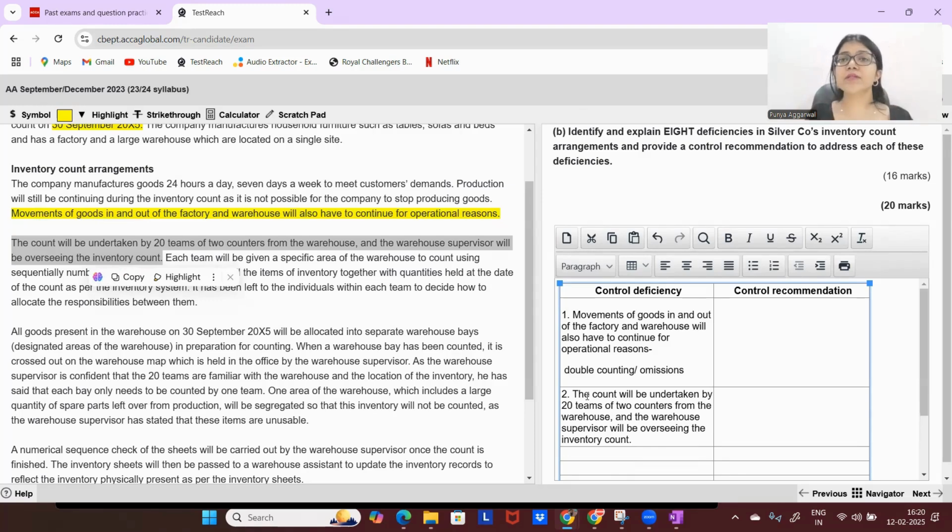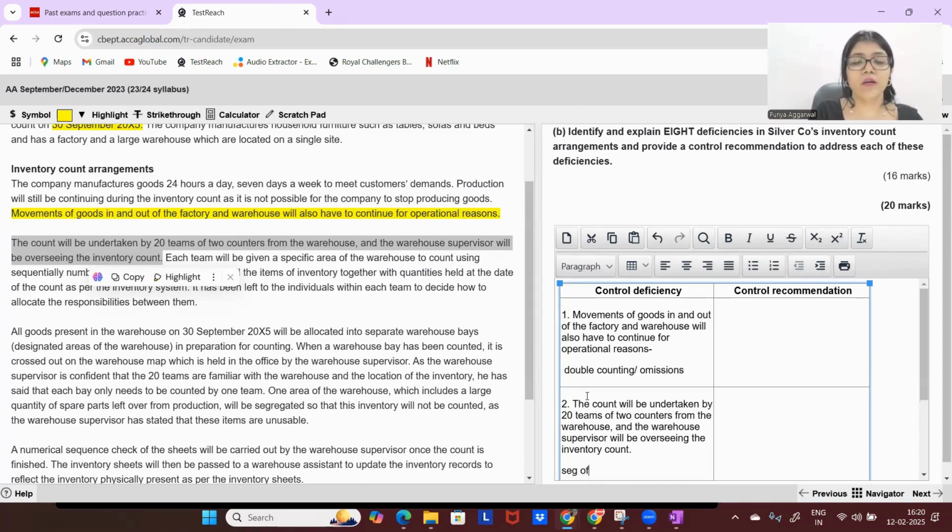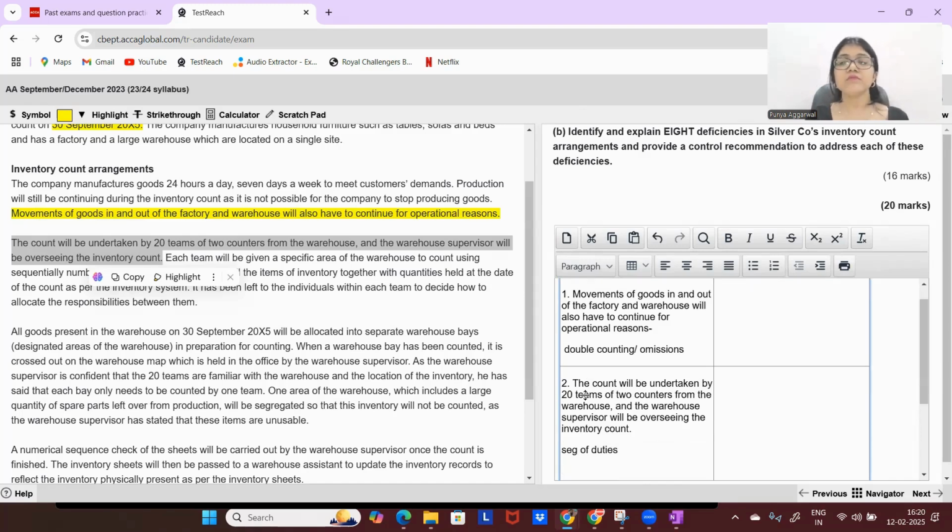Because the team is his own, and they are doing the count themselves. So there might be frauds or errors which the warehouse supervisor might ignore a little, because it is my own team that has done the count, right? So that can be an issue. A lot of students write self-review threat here, but that was not asked. The deficiency was asked, what is the deficiency that will impact our company. So you can write segregation of duties is the problem over here, right? That there should be segregation of duties.